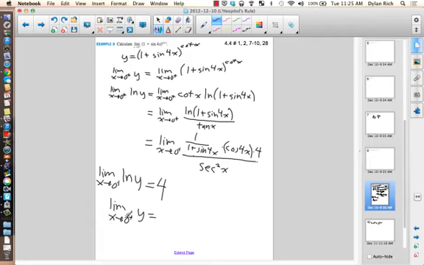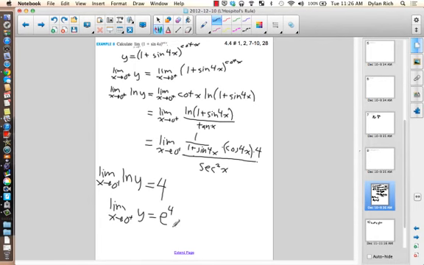So what's the limit as x approaches 0 of just y? A natural log of 4? How would we get rid of this natural log here? You can pull it outside of the limit. And then you take e to that power. So you take e to the 4. E to the 4th. Okay. Thanks for catching that. That's a big one.